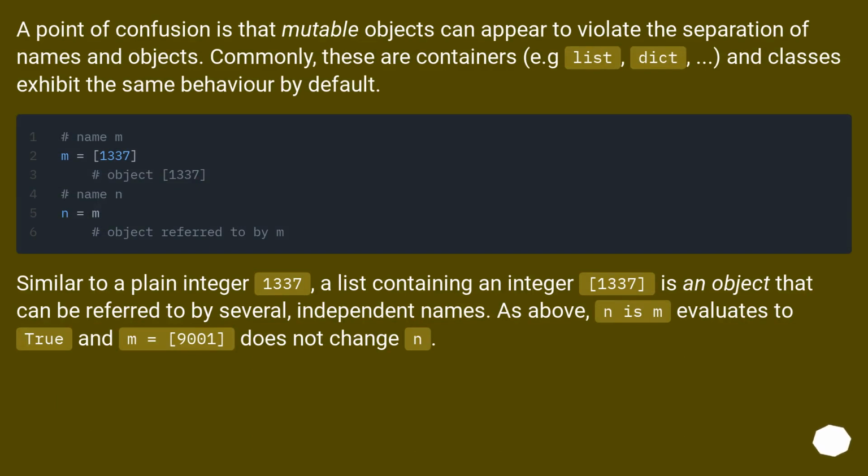A point of confusion is that mutable objects can appear to violate the separation of names and objects. Commonly, these are containers, e.g. list, dict, and classes exhibit the same behavior by default. Similar to a plain integer 1337, a list containing an integer, 1337, is an object that can be referred to by several, independent names. As above, m is n evaluates to true and m = 9001 does not change n.